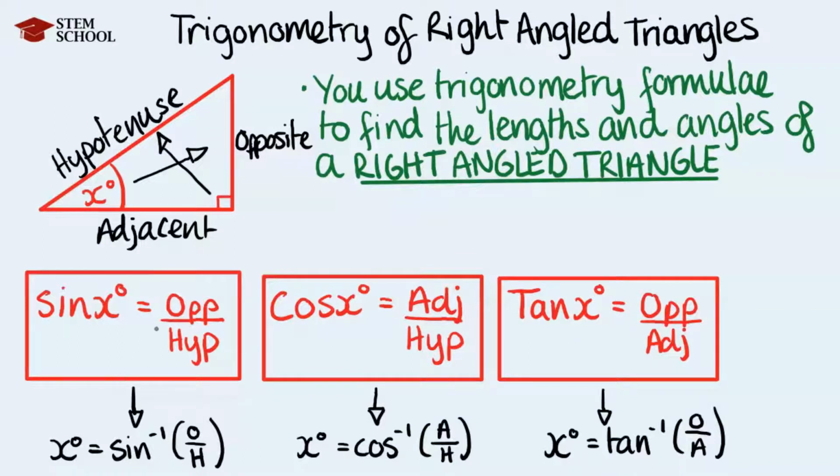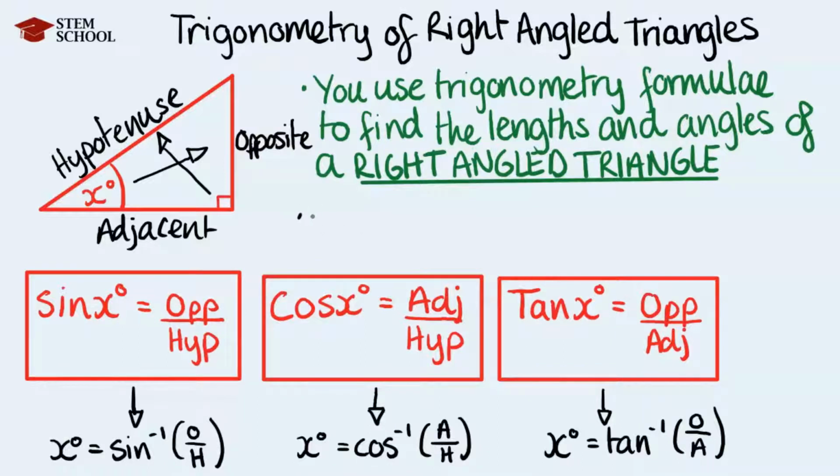For example, for the sine equation, if you take inverse sine on both sides, this is how you write it. You do sine, then -1, and then of the fraction of opposite over hypotenuse. And it's similar for the cos equation. You take inverse cos and then you take inverse tan, okay? Those are the three formulas that you need to remember for this topic.